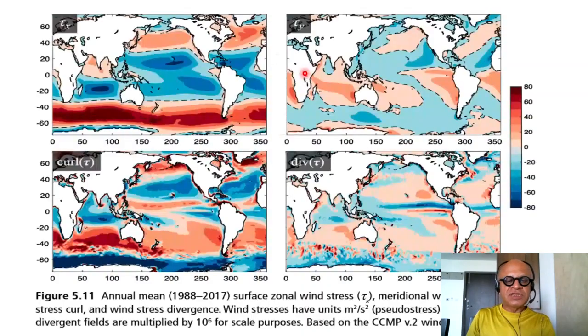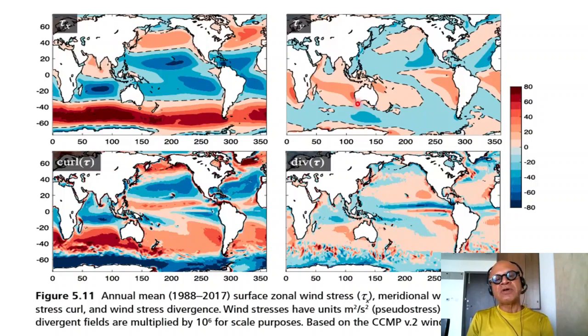Okay, so this is the annual mean surface zonal wind stress, meridional wind stress, and wind stress curl here, and the divergence of the wind stress that we are looking at. So obviously with wind stress, you get strong trade winds in both hemispheres, and the trade winds here, and the weak annual mean winds here, which is very different than these two northern hemispheres because of the monsoonal forcing.